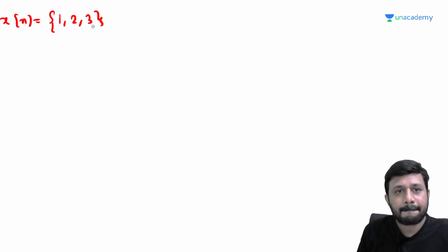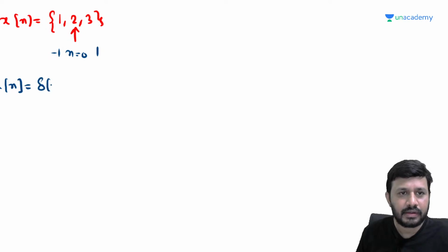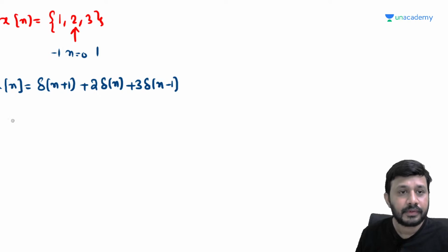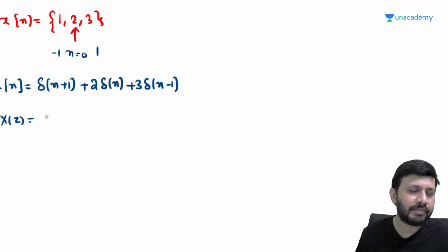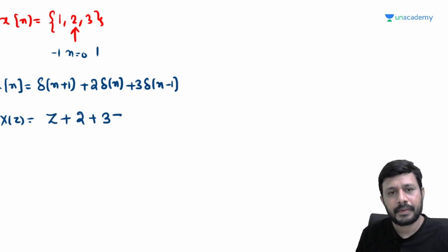One, two, three with arrow placed at 2. Arrow indicates sample value at n is equal to 0. Right side of arrow 1, left side of arrow -1. First of all, try to write the signal in terms of impulses. Del of n plus 1 plus 2 del of n, 3 del of n minus 1. Z transform. Use your shifting property. Del of n forms a Z transform pair with 1. Del of n plus 1 means Z plus 2 plus 3Z inverse.